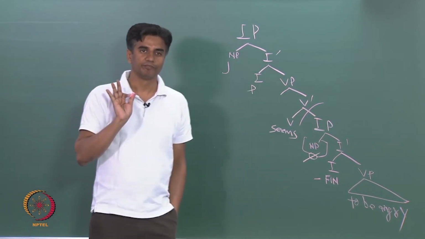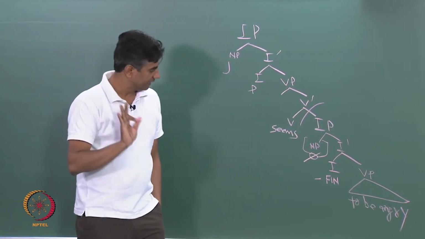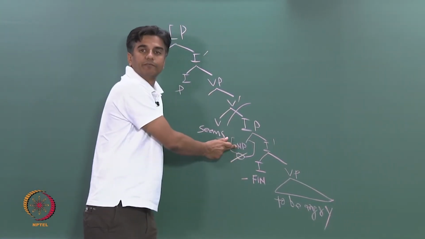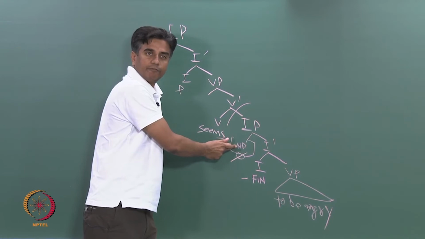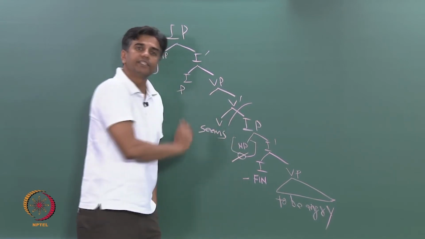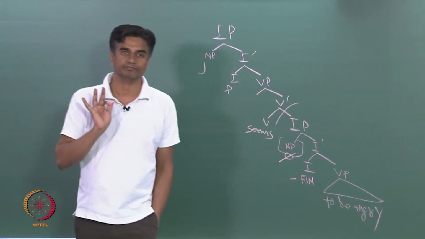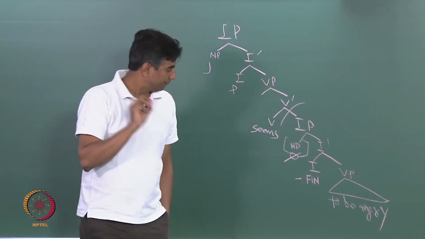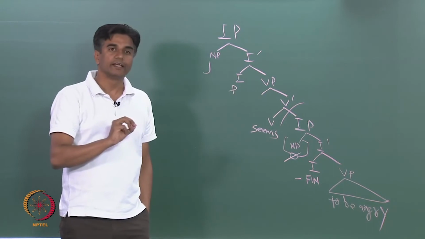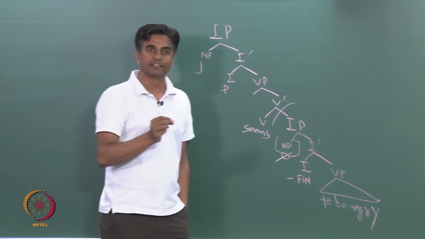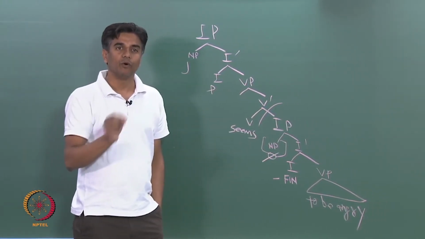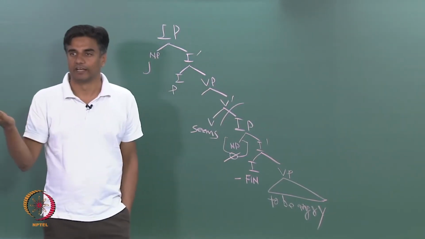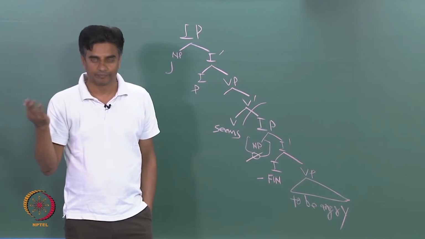Get my point? In a finite IP, this position must be filled. An empty spec IP in the complement position is allowed only when the VP is non-finite. In other words, the IP is non-finite. Clear? Great.